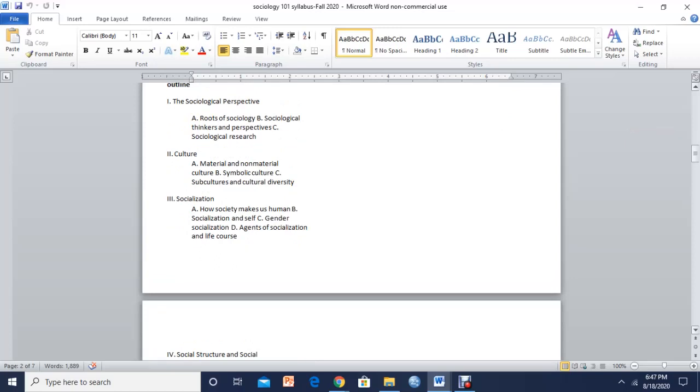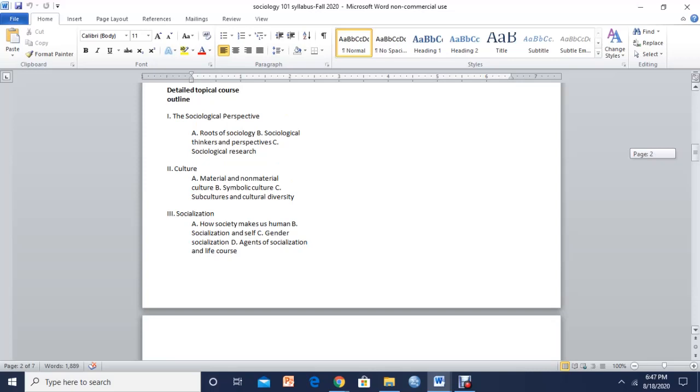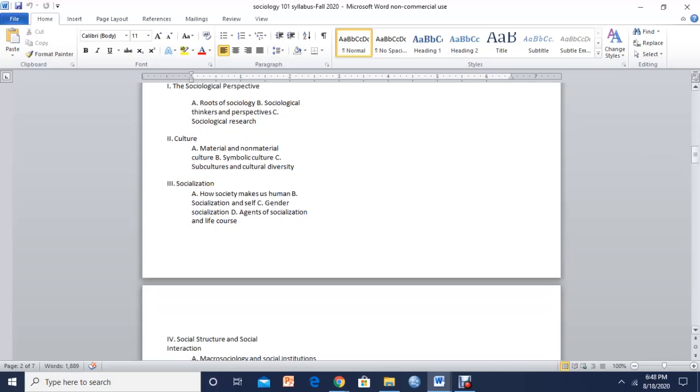Also, cultural diversity. Socialization. We're going to talk about how society makes us human. The socialization, and there's also gender socialization. The roles that are laid out for us because we're male or female, as the ways that society has set up as sociological gender role. You're a man, you're a woman, you're a boy or girl. This is what we have been taught.